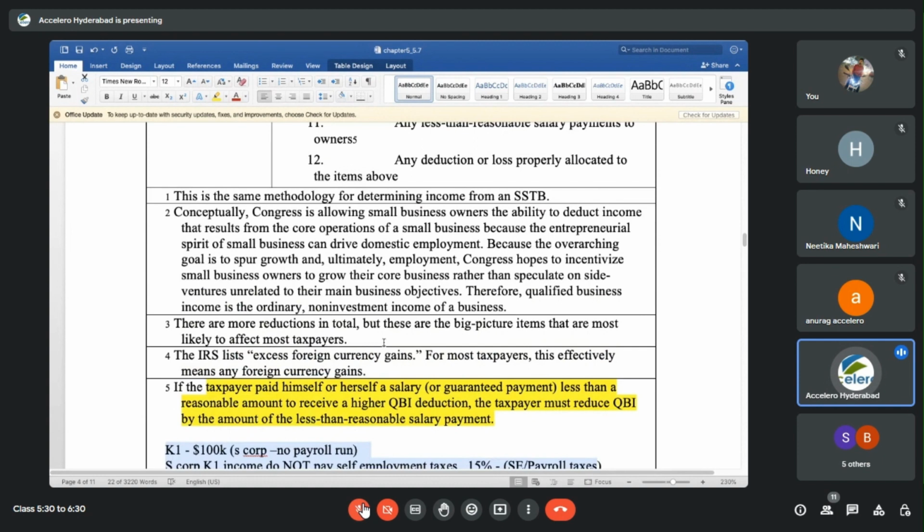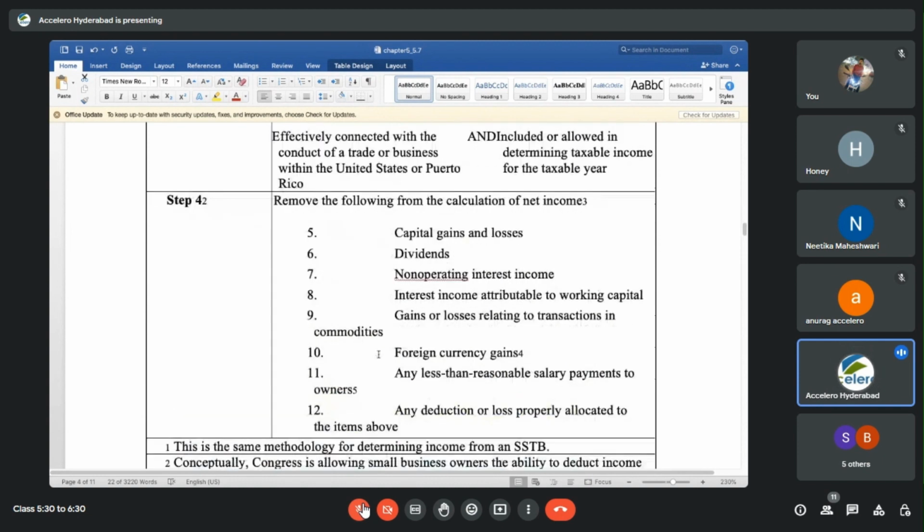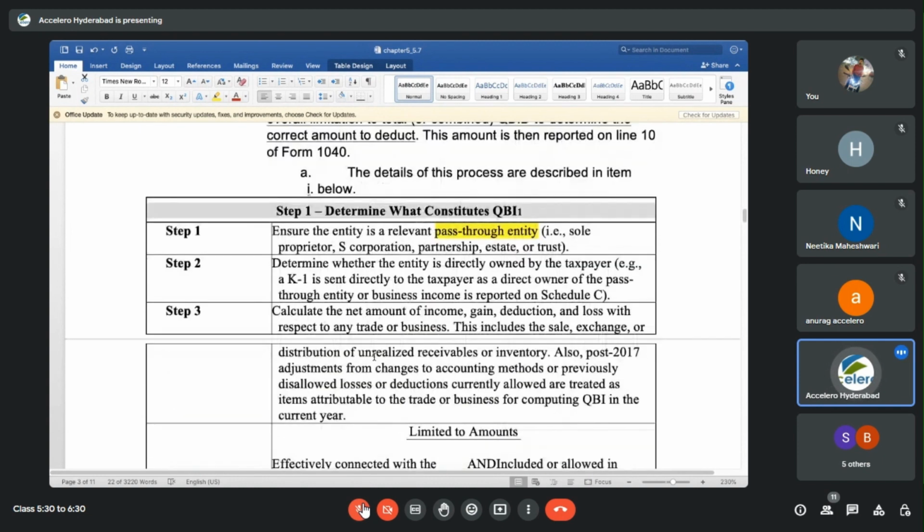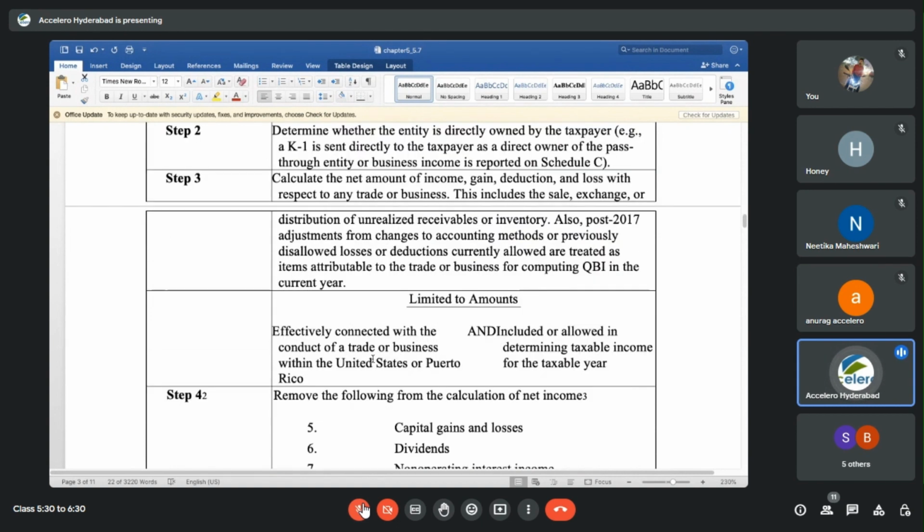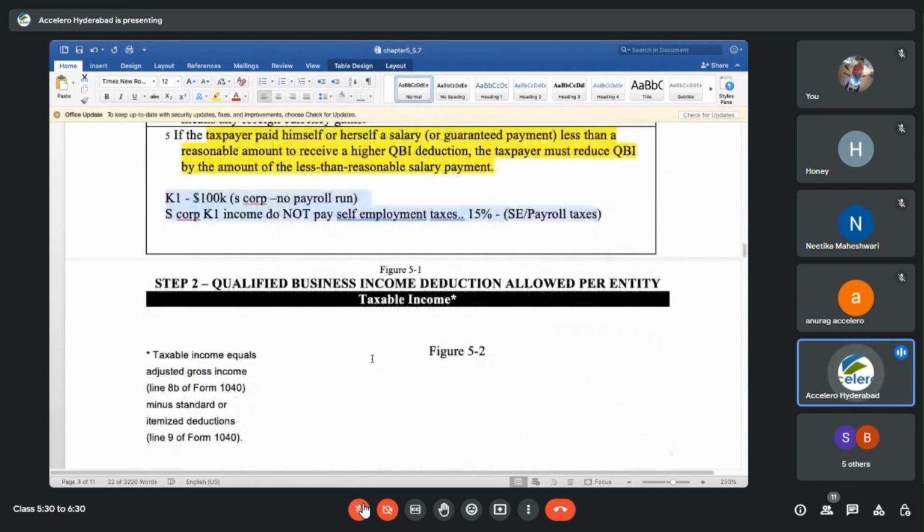I think they talked about payroll somewhere here also. I'm not seeing it. Somewhere they must be talking about it, or maybe below somewhere. But this is one of the requirements. The payroll has to be run.